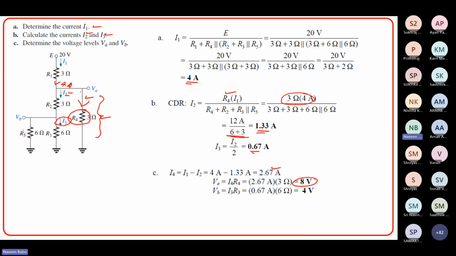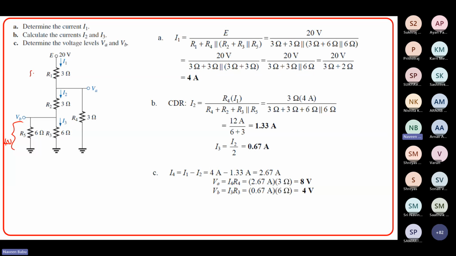VB is nothing but I3. You know the value of I3, you just calculated 0.67. 0.67 multiplied by 6 will be the voltage, which is 4 volts. Now, if you add all the voltages, they will be same. That is, this voltage is 4, right? We just calculated. So 4 and this current is 4 also.